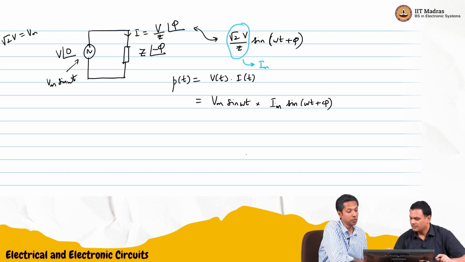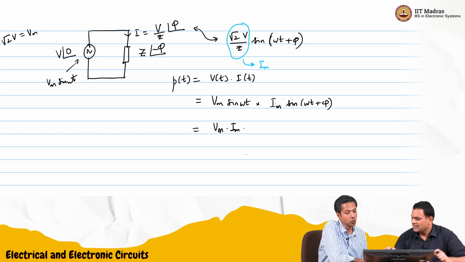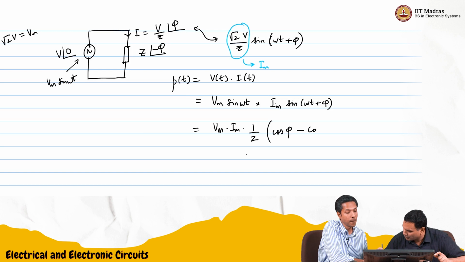So sin A, sin B. Cos of A plus B is cos A cos B minus sin A sin B. So this would be Vm times Im. Sin A sin B would be half of cos of A minus B, so cos phi, minus cos of A plus B, which would be cos of 2 omega t plus phi.